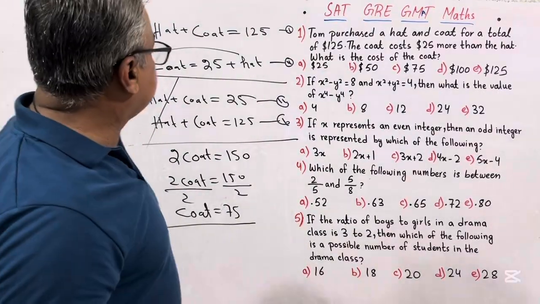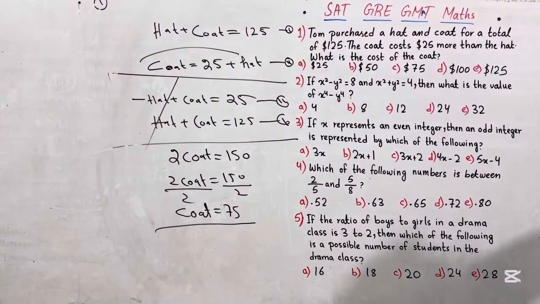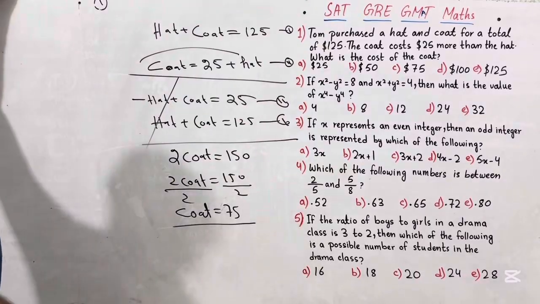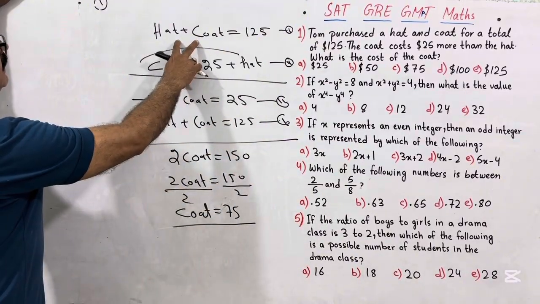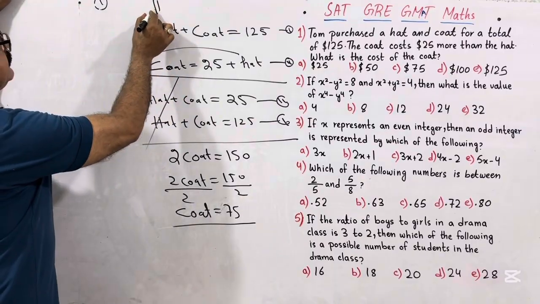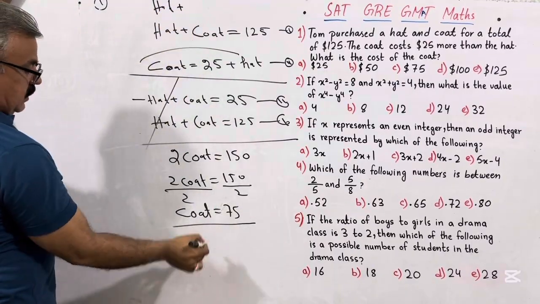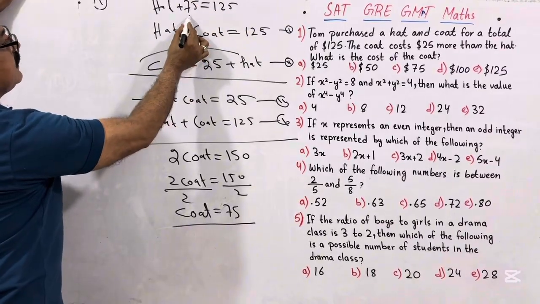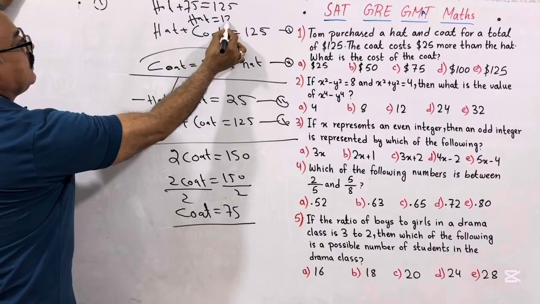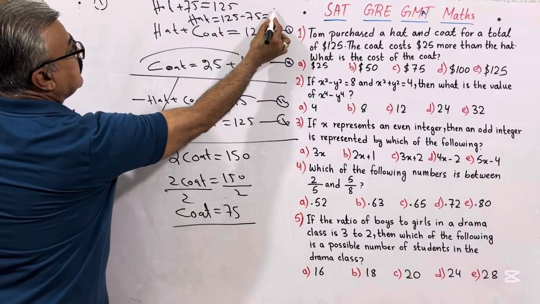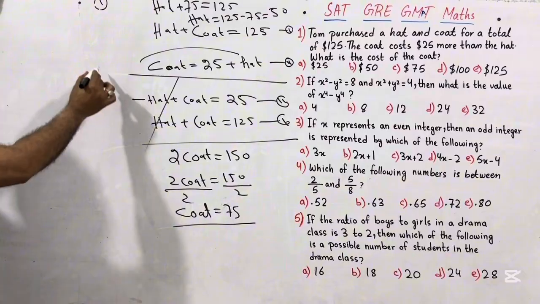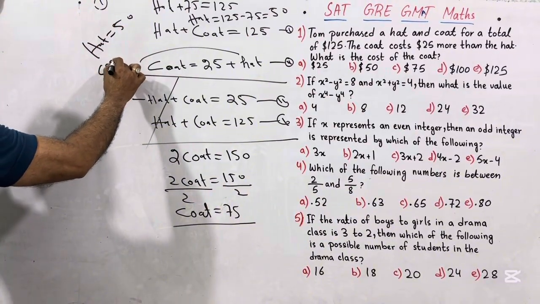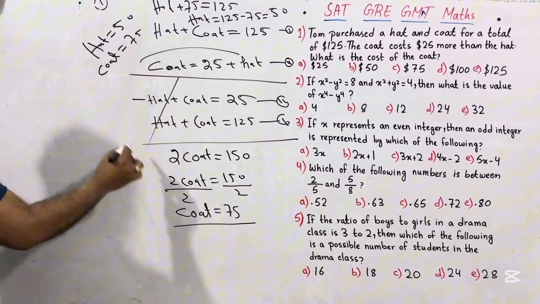Taking one step further, finding the value of hat as well as verifying will give us more confidence. Our coat is 75. Plug it into any one equation: hat plus coat, cost of coat is 75, is equal to 125. Shift 75 here, we have hat is equal to 125 minus 75. That's $50. Hat cost $50 while coat cost 75.